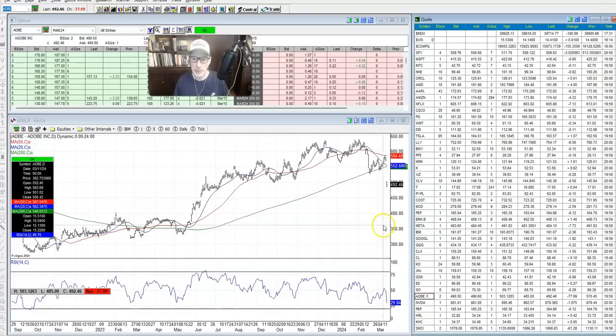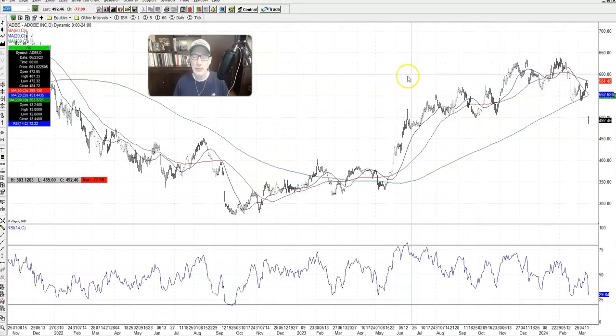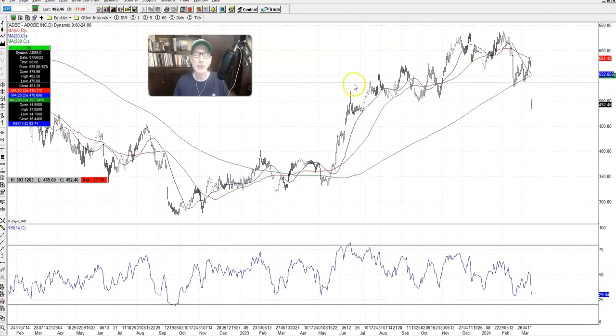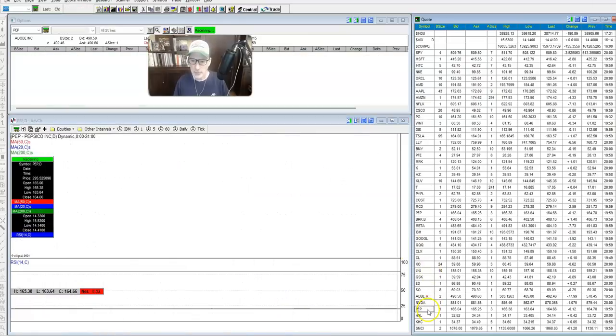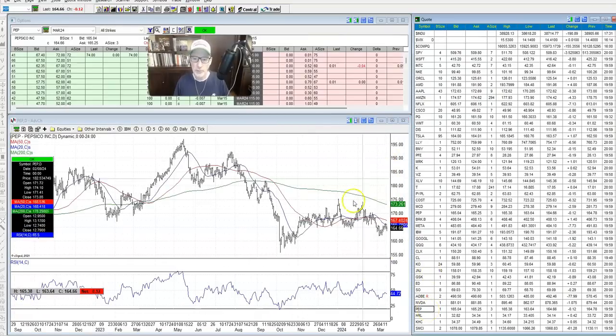Adobe took a beating, had some bad earnings. Well, the earnings were not that bad actually, but the market was not impressed with its outlook for the future. So it's come down quite a bit. Had this huge gap down $70, $80 a share. That's tough for Adobe at the moment. Pepsi, that's about it. So Pepsi moving sideways.